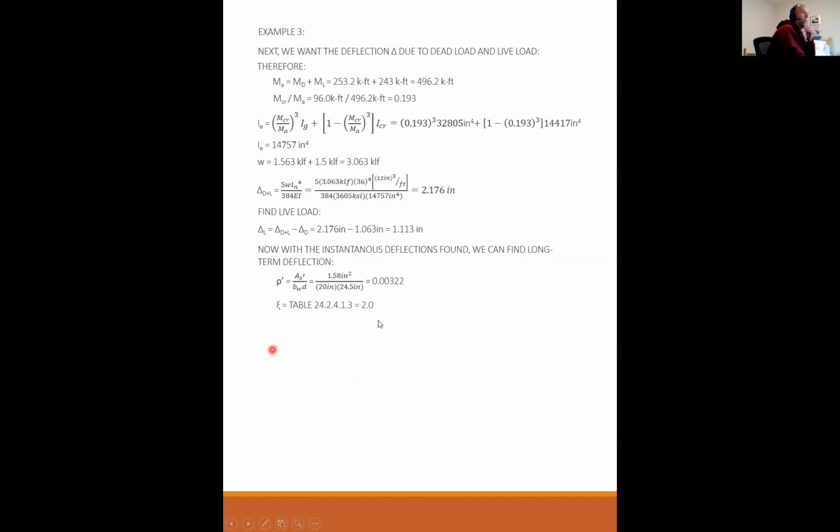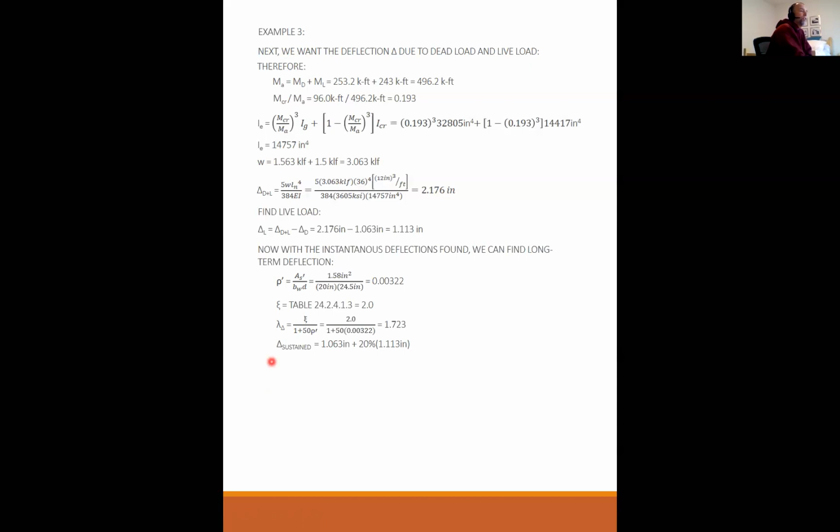Psi from the table is 2 for 5 years. So lambda delta is psi over 1 plus 50 rho prime, which is 2 over 1 plus 50 times 0.0322. And lambda delta is 1.723. See the difference that the compression steel made: lambda would have been just 2 if you had no compression steel. So 2 to 1.7 is something like a 15% reduction in deflection because of the compression steel.